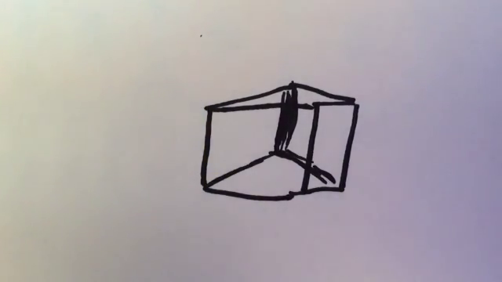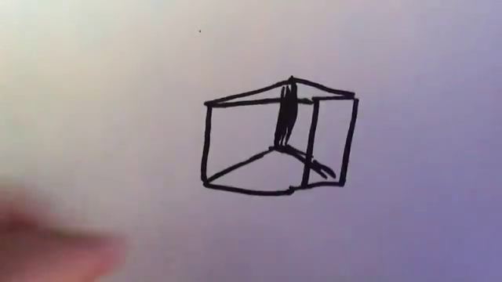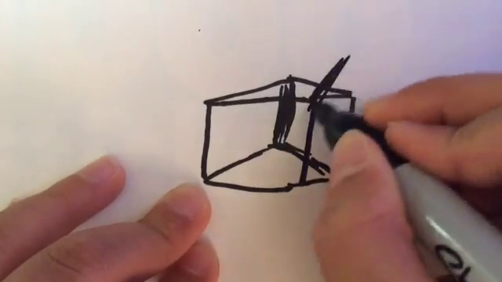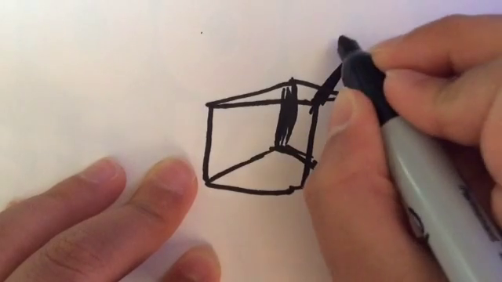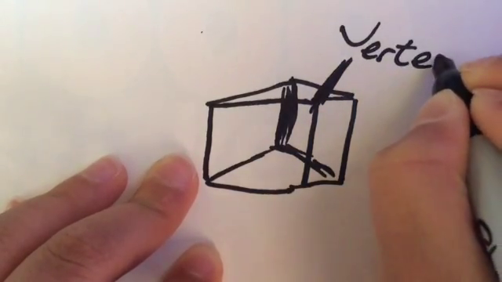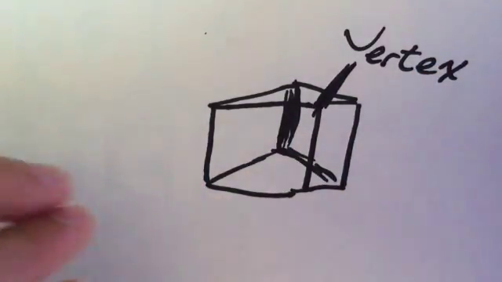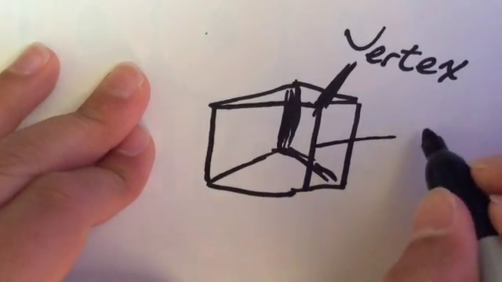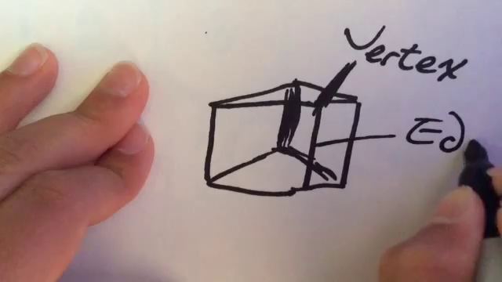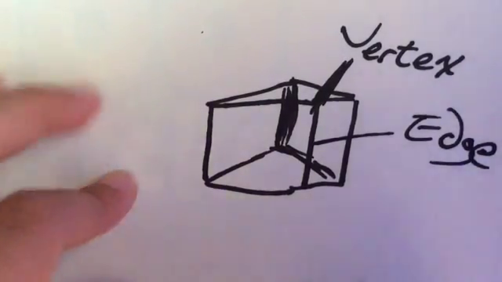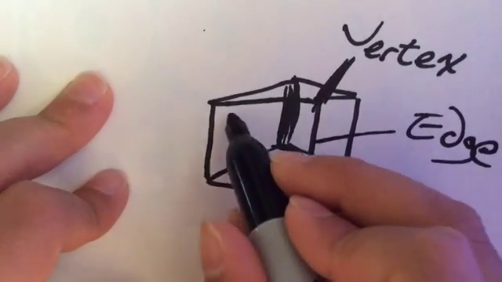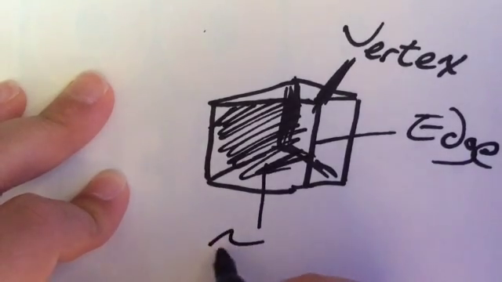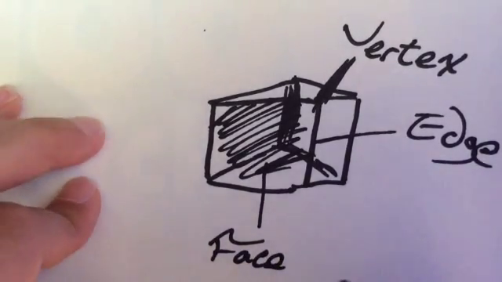So how many vertices does this have? A vertice, or this is a vertex. This is a vertex. This is an edge. And finally, this is a face. This thing that I just colored in, this is a face. So now you know what all those are.